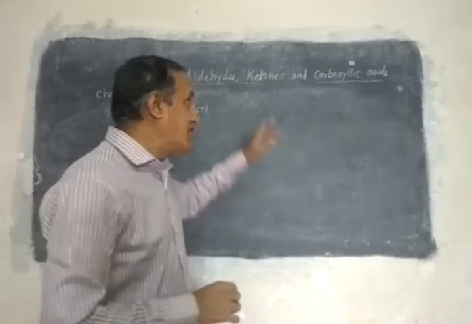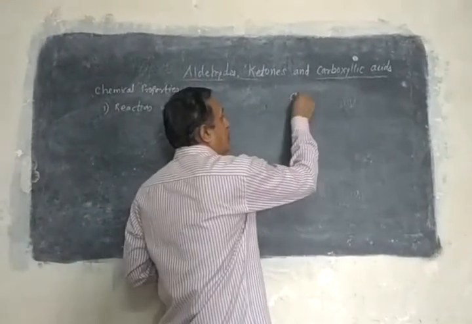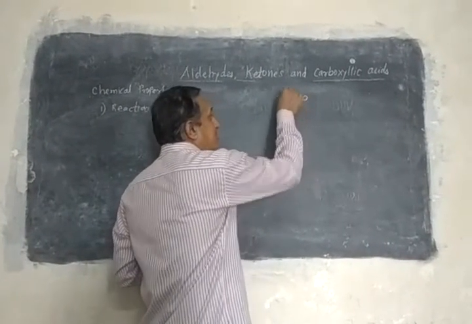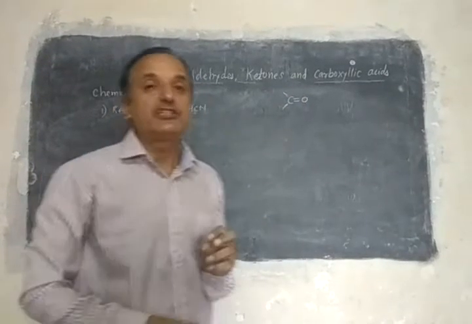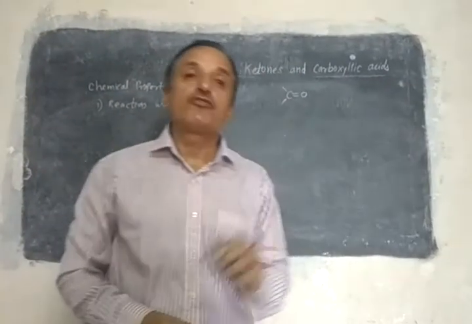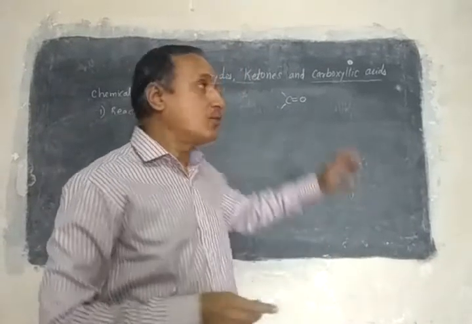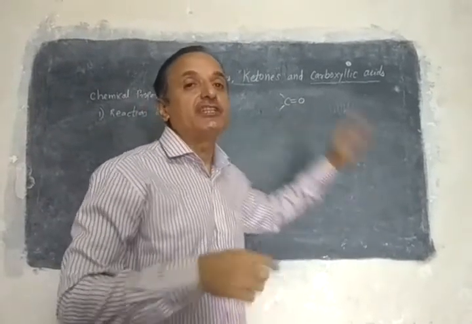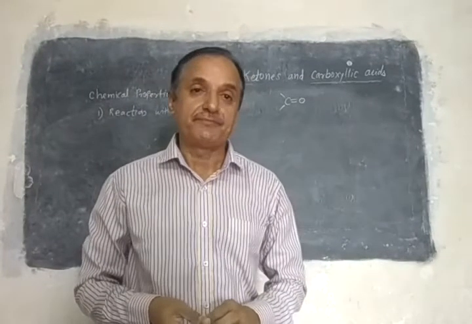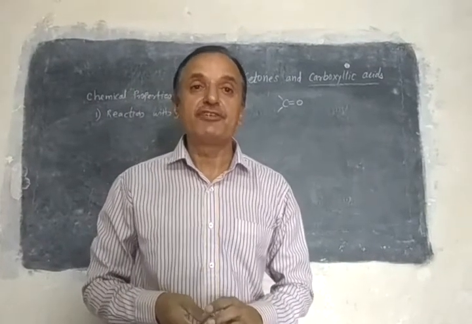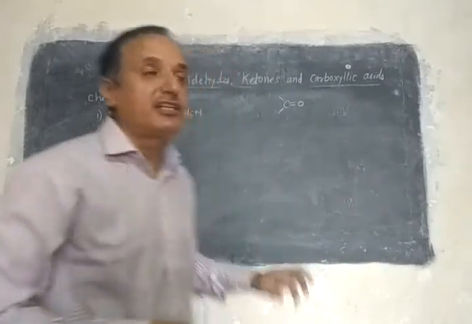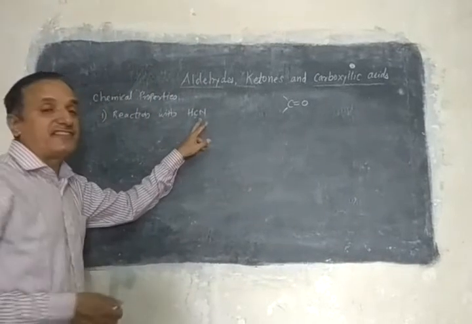Now you have seen that aldehydes and ketones contain the carbonyl group. This carbon is the carbonyl carbon. It is an electrophilic center, so a nucleophile can attack only this carbon and we get different products. Let us begin with the first reaction of aldehydes and ketones with HCN.